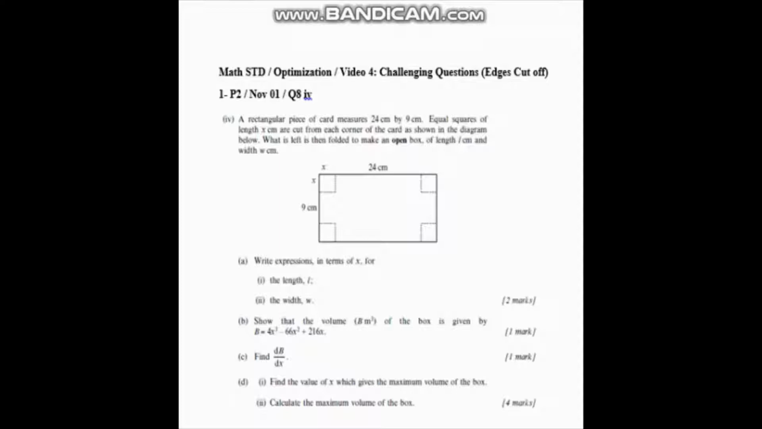Show that the volume V of the box is given by this expression right there. So the volume of the box is equal to its length multiplied by its width multiplied by its height. And we have already obtained the expressions for the length and the width, 24 minus 2x and 9 minus 2x. The height is this part right there, which is equal to x.